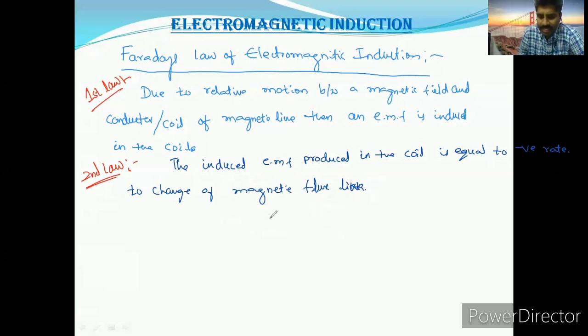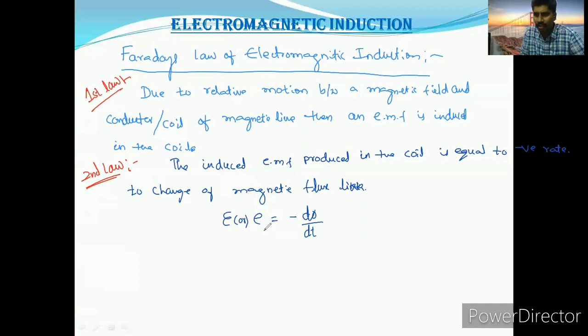So for magnetic flux we can write E is equal to minus d phi by dt. Rate of change of flux in the opposite direction means the negative sign is equal to EMF. Whenever we change the magnetic field, in the opposite direction, it induces an electromotive force or electric current. That is the second law.